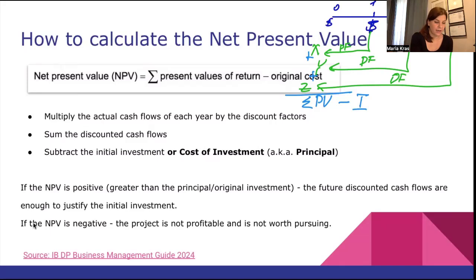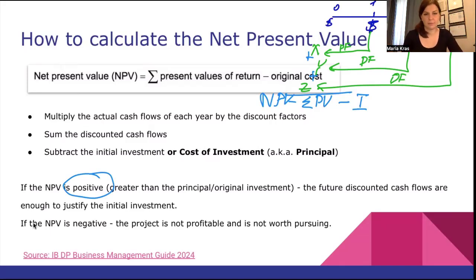If this NPV value is positive, that means that the future discounted cash flows are enough to justify the investment. Means good, go ahead with this project, okay? If the NPV is negative, that means the project is not profitable and it's not worth pursuing, okay?